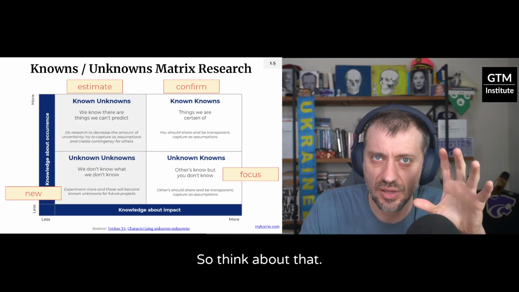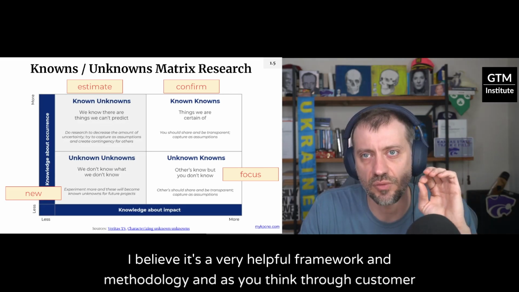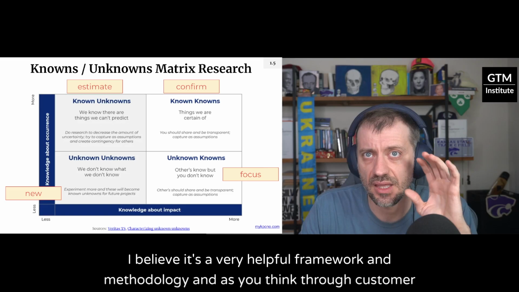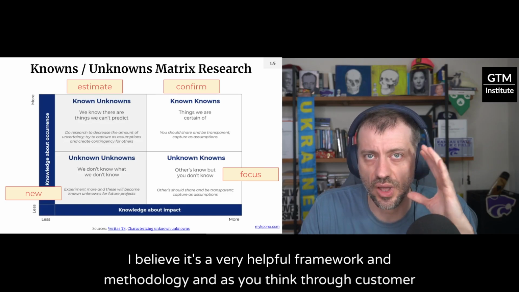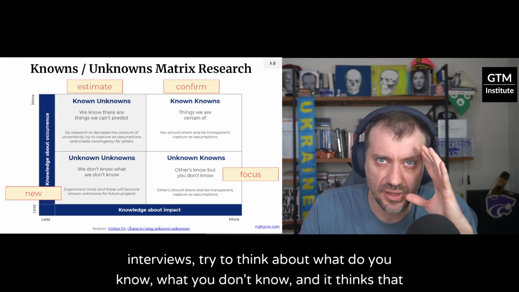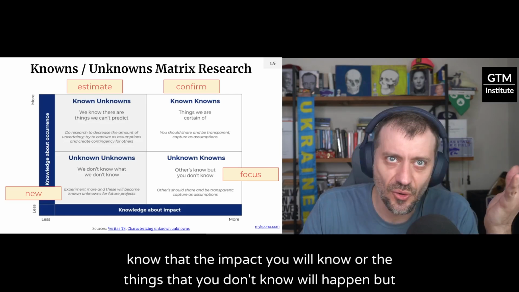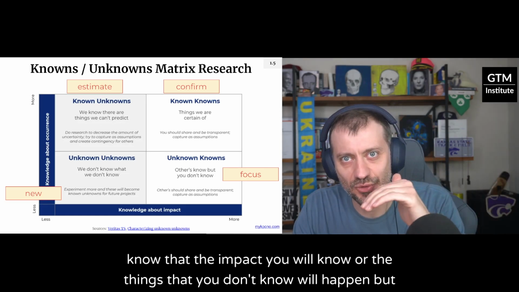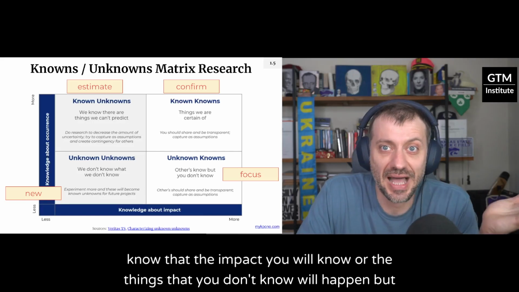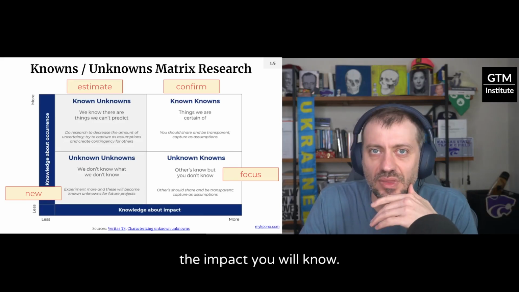So think about that. I believe it's a very helpful framework and methodology. And as you think through customer interviews, try to think about what you know and what you don't know: the things you know the impact of, or the things that you don't know will happen, but the impact you will know.